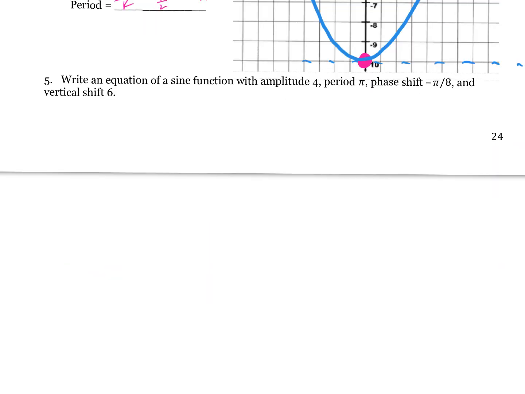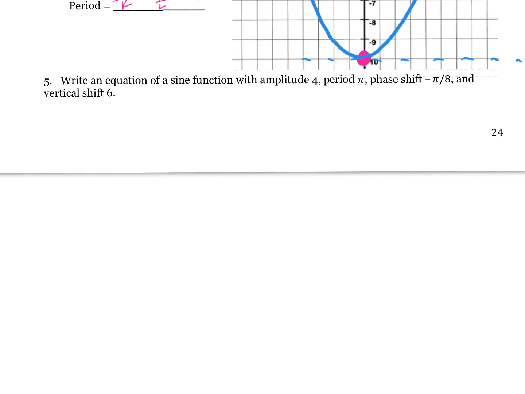Let's try this last one. Let's get away from the actual graph. Let's write the equation of a sine function. I just told you sine, it doesn't really matter. Amplitude is 4, period is pi, phase shift is negative pi over 8, and the vertical shift is 6. We've got to put all that info in here.